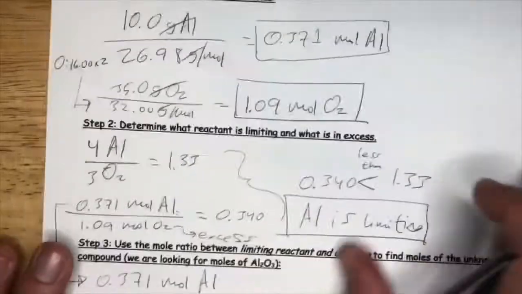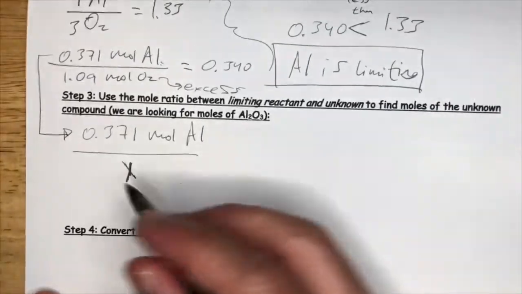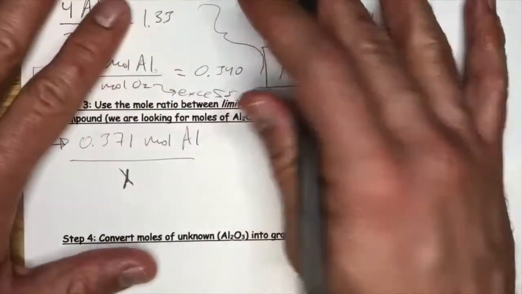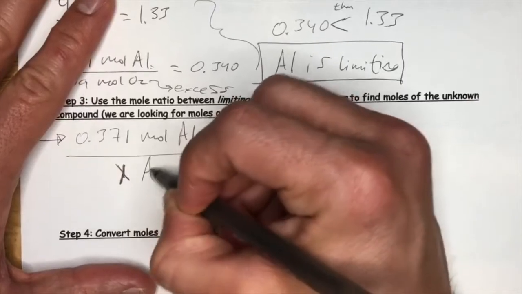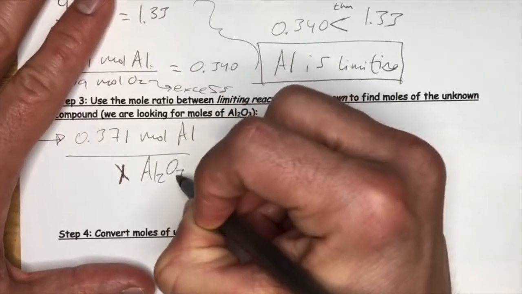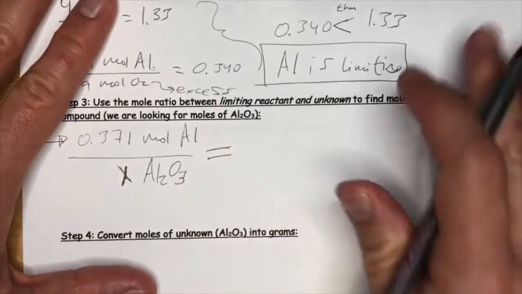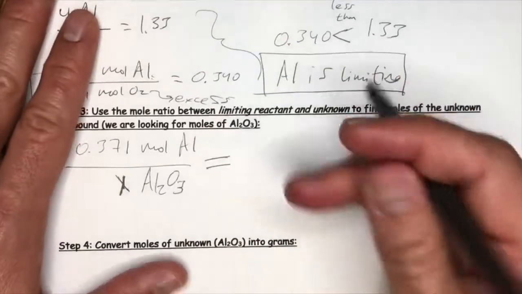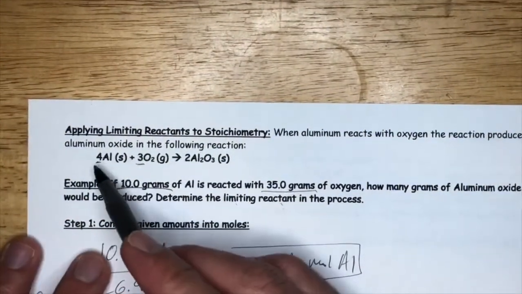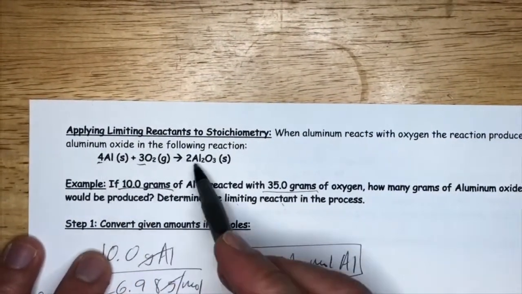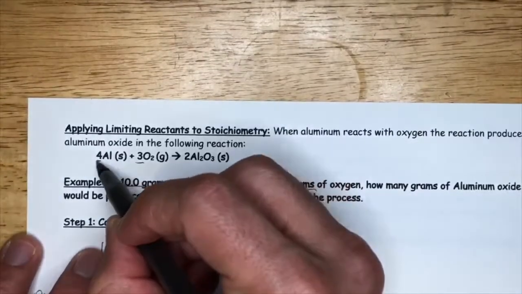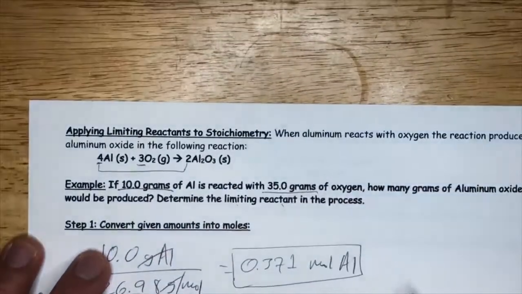So here's what we'll have. 0.371 moles of Al over X moles of Al2O3. We'll set that equal to our mole ratio. Our mole ratio is 4 Al to 2 Al2O3. 4 to 2.